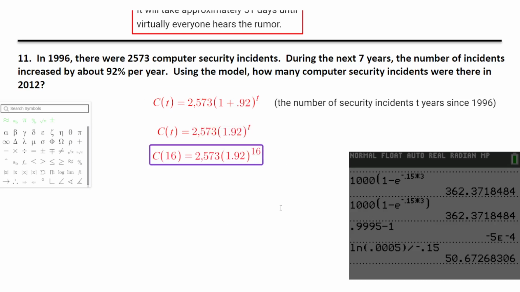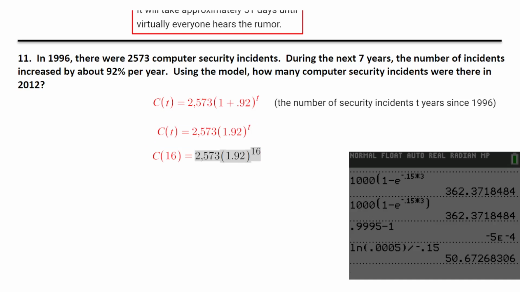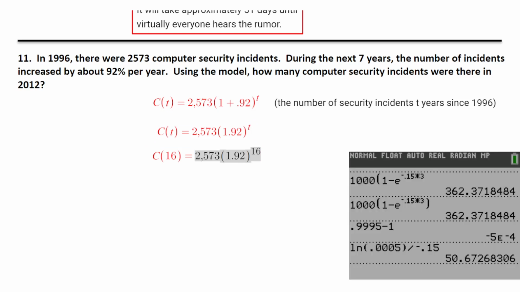So we don't even have to work backwards. There's not an equation to solve. We just need to evaluate this. And once again, we'll use the calculator to do that. So let's pull that calculator up. So definitely a calculator problem. I'm not going to make you multiply by 1.92 16 times. That would be pretty ridiculous.